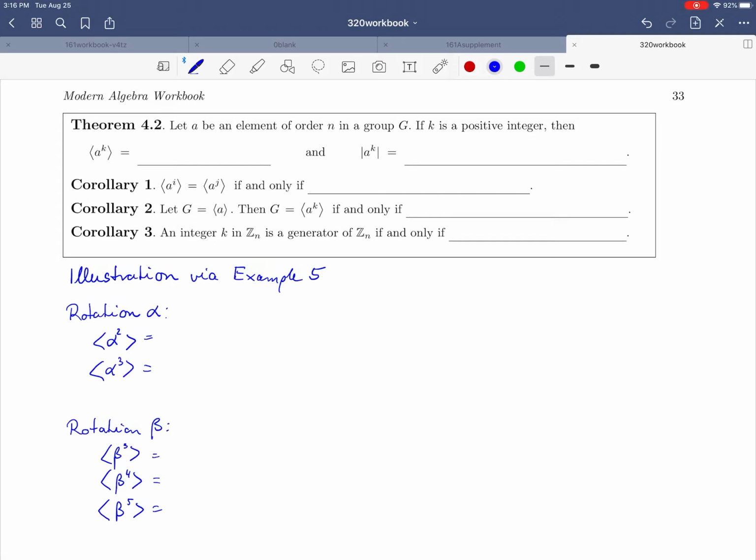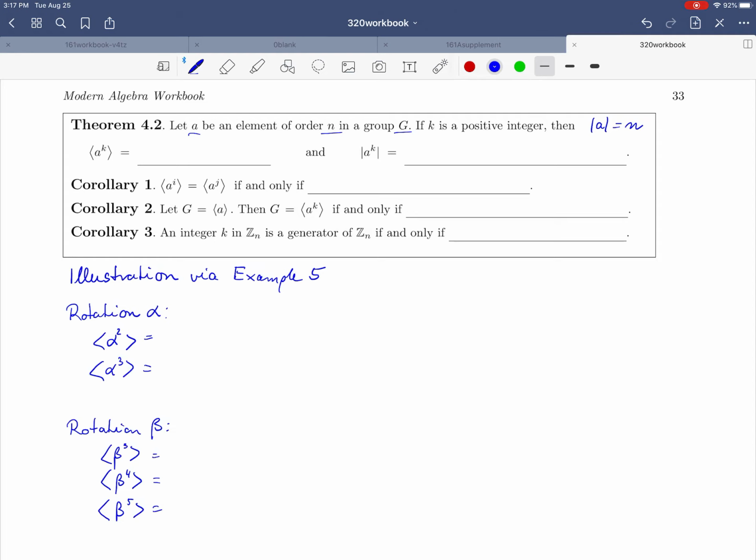In Theorem 4.2, we're going to generalize some of the properties that we observed in cyclic groups when we looked at four different examples of cyclic groups that came up in examples 3, 4, and 5. So let's see, what's the situation? We have an element A in a group G, and that element has order n. That's important.